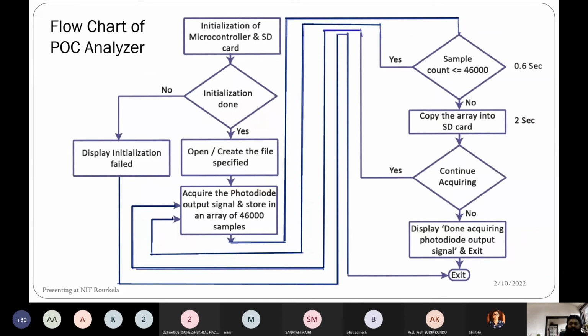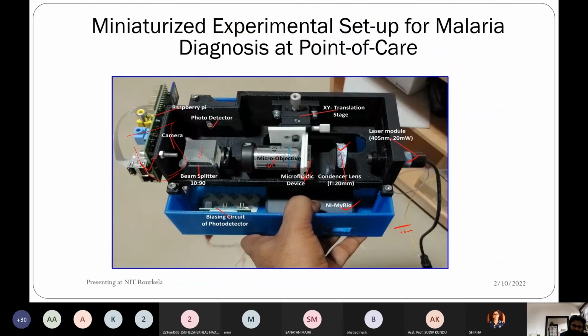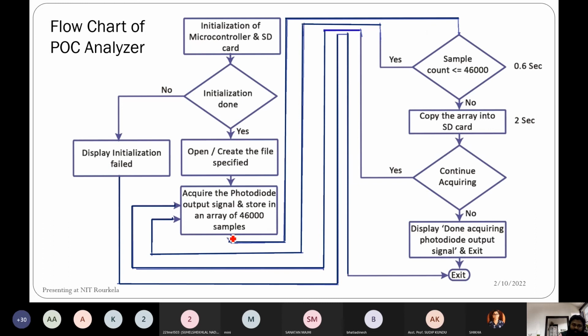This is a simple flow chart of how we collected the data using this detector and microcontroller. First is initialization, and we have to add the SD card. Once initialization is done, it creates a file. Then it collects the samples, and once sample collection is done, it moves to the next step. This process continues. Due to time constraints, I'm not going into detail here.